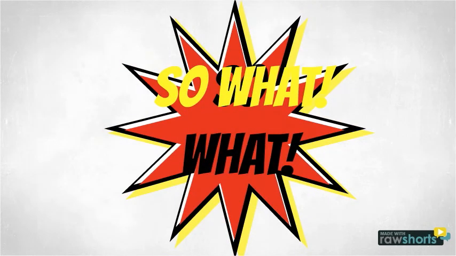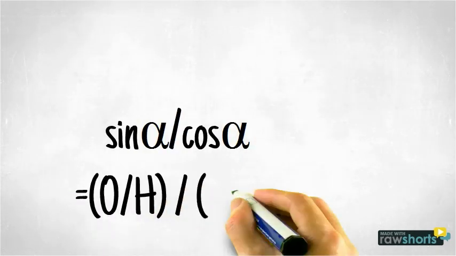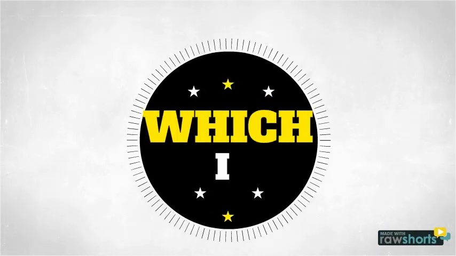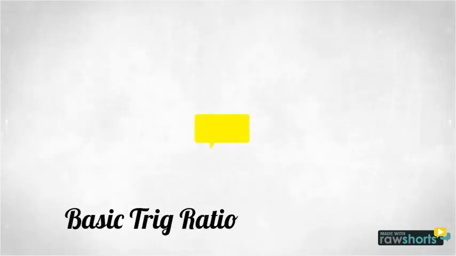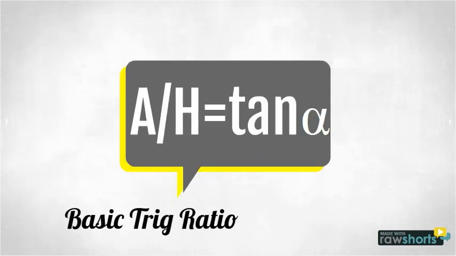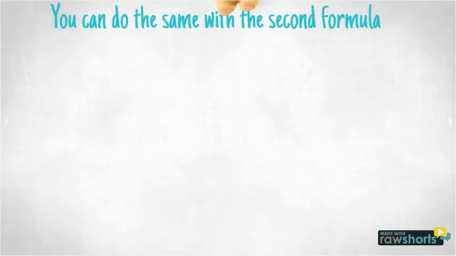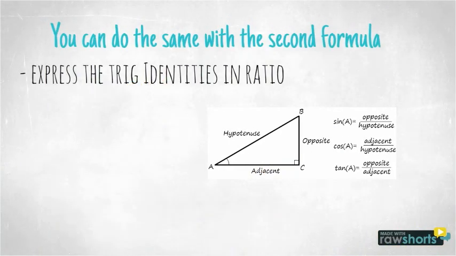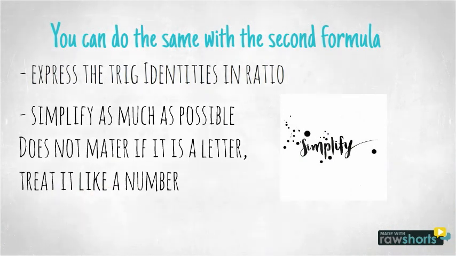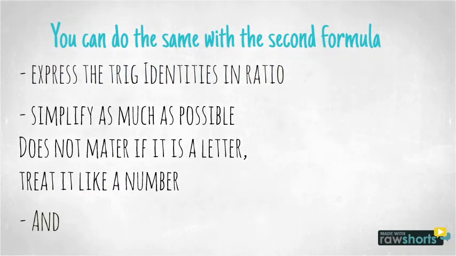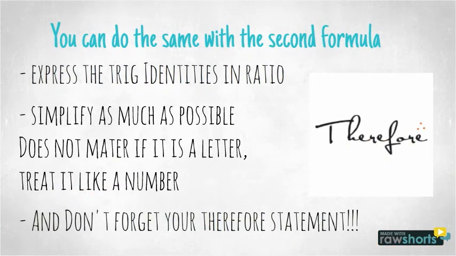So what? Sine A over cos A is equal to O over H over A over H, which is O over A. This corresponds with the basic trig ratio, which is O over A is equal to tan A. You can do the same thing with the second formula. Express in ratio, simplify as much as possible, treat the letter as a number, and don't forget your therefore statement.